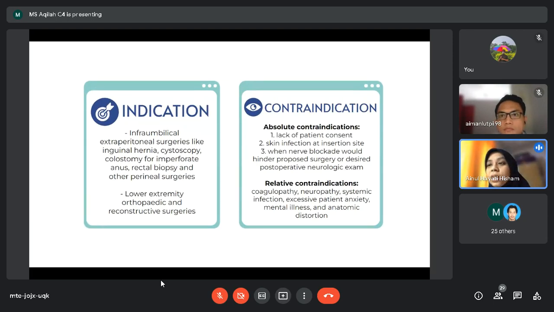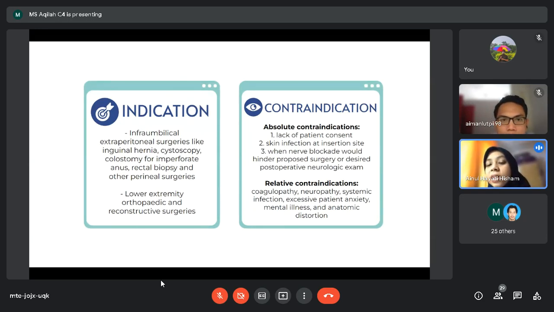Next, the contraindications for regional anesthesia. They can be divided into absolute or relative contraindications. Absolute contraindications include, first, lack of patient consent for regional anesthesia; second, skin infection at the incision site of the anesthesia; and third, when the nerve blockade would hinder or block the proposed surgery or the desired post-operative neurological examination.